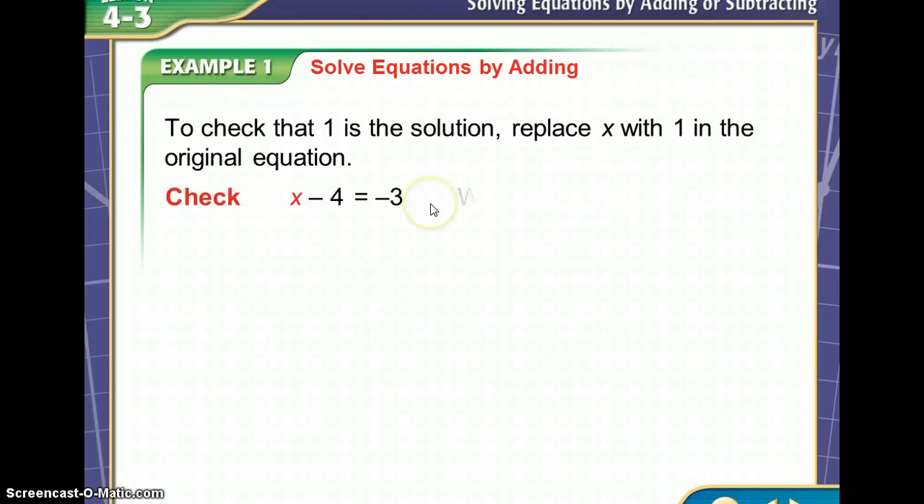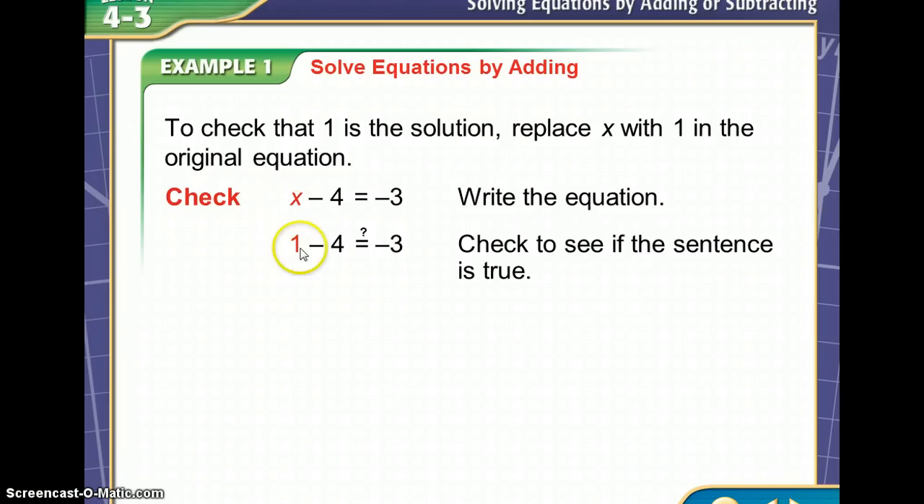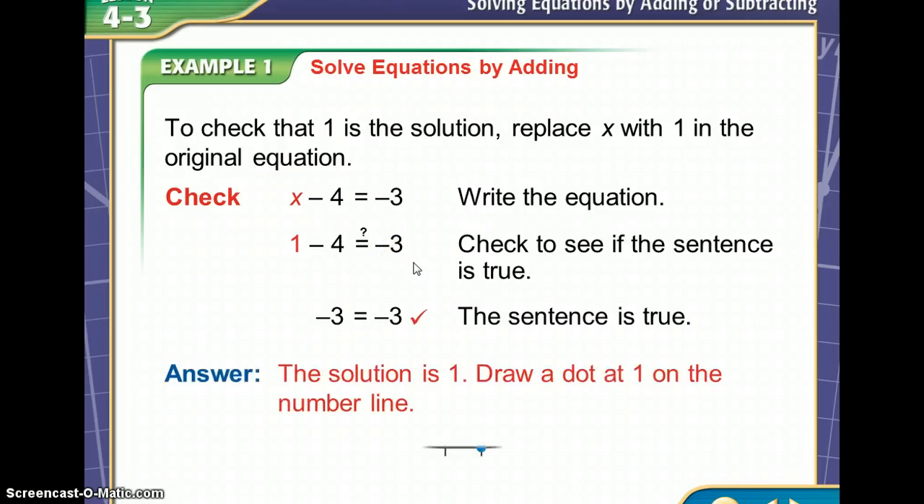And you're going to check that. So you start off with x minus 4 equals negative 3. You plug the 1 in because that's what we found the answer to be. 1 minus 4, the question is, does that equal negative 3? And yes, it does. So we have found the correct answer. X is 1. And to graph that on a number line, you just simply put a number line down and put a dot on the 1.